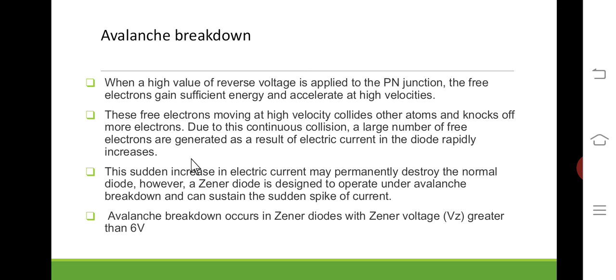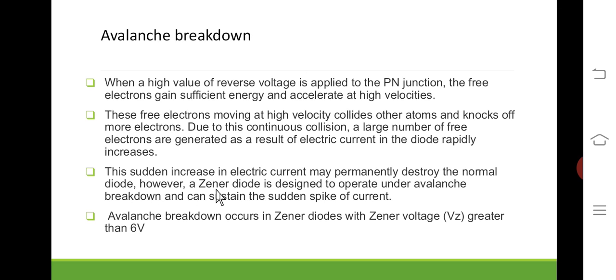These high velocity electrons are moving and colliding with each other. Due to this continuous collision, a large number of free electrons are generated. As a result, the electric current of the diode increases. This sudden increase in electric current may permanently destroy a normal diode.